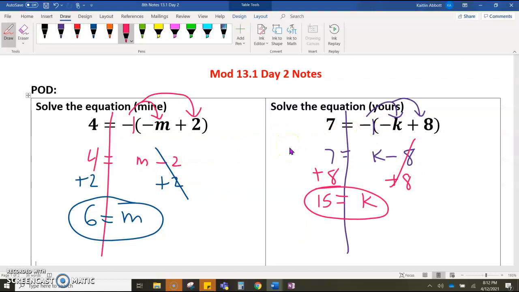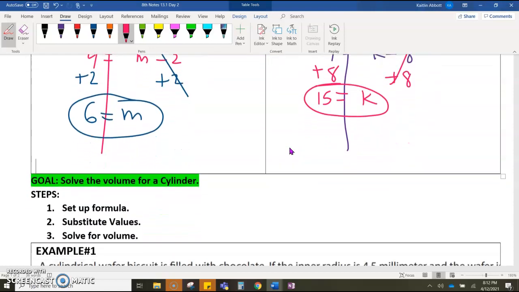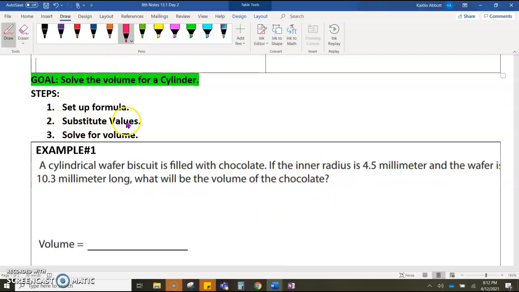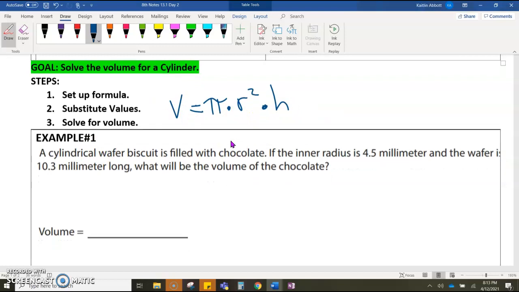This is day 2 this week of working on these types of problems. We are going to continue to solve for the volume of a cylinder. Except today it is going to look a little different because there are going to be word problems. So we're going to set up the formula, then substitute values, and then solve for the volume. Remember, or if anyone can remember, did anyone remember what the formula is? Hopefully you got it. It was volume equals pi times radius squared times height. So we're going to use that all day today.